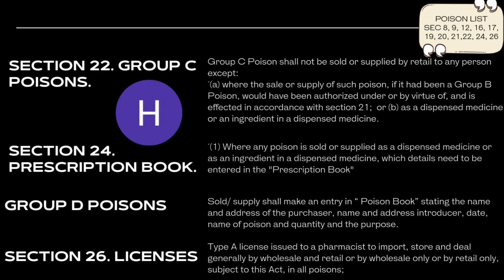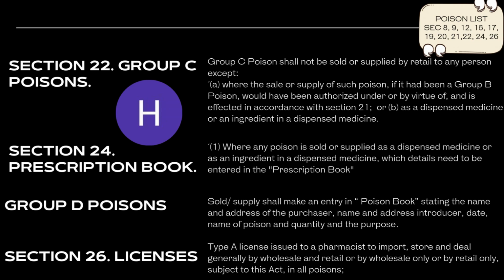We also have the group D poison. Under the group D poison, it is mentioned that any sale or supply shall make an entry in the poison book with information such as the name and address of the purchaser, name and address of the patient and introducer, date, name of the poison with the quantity, and the purpose of the medication.